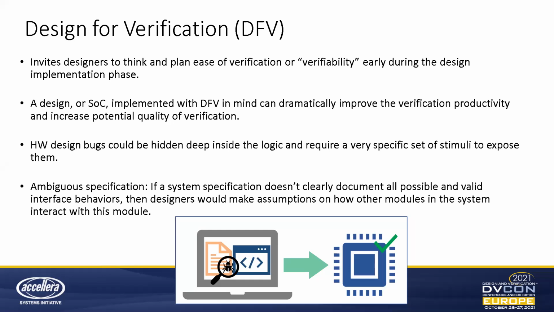In complex pipeline designs, bugs can be hidden deep inside the logic, and they require a very specific set of stimuli to expose them. Bugs could also be caused by ambiguous specs. If there's anything unclear in the specs, this would lead to faulty assumptions on the target or needed functionality of the design. So the design for verification principle was thought of to aid the verification quality and efficiency and also capture design bugs faster.